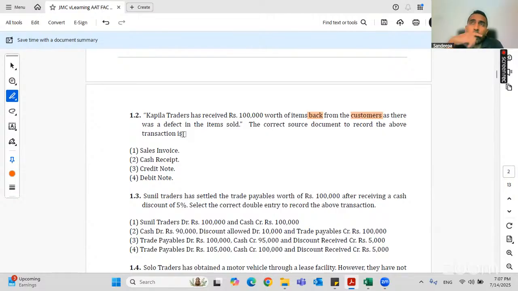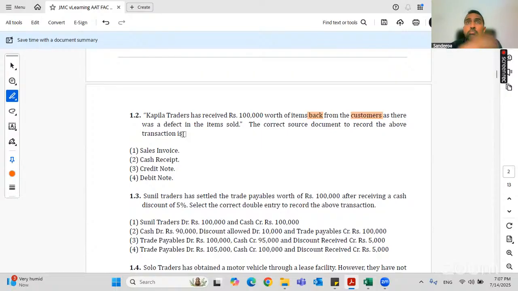Now, if it is a sales return, sales is credit, no? So it's a credit note. If it is a purchase return, purchase is a debit, no? Debit note. That is the easiest way you can remember. Sales return, sales is credit, therefore it's a credit note. Purchase return, purchase is debit, therefore it's a debit note. If you take the underlying logic, that's a different story.